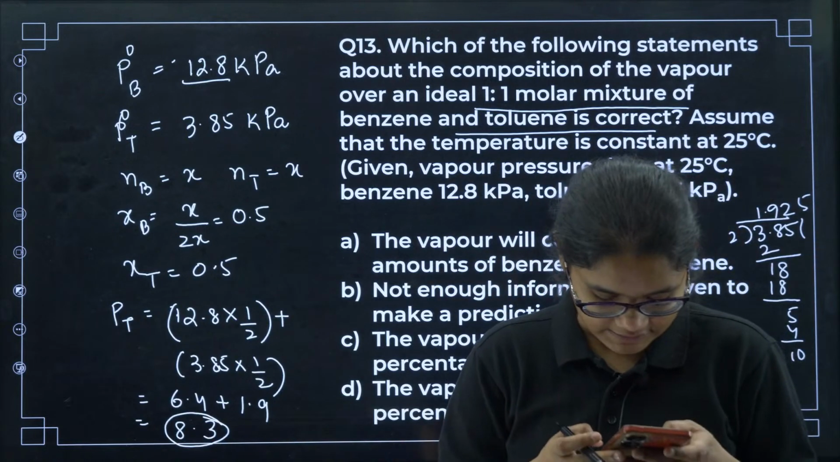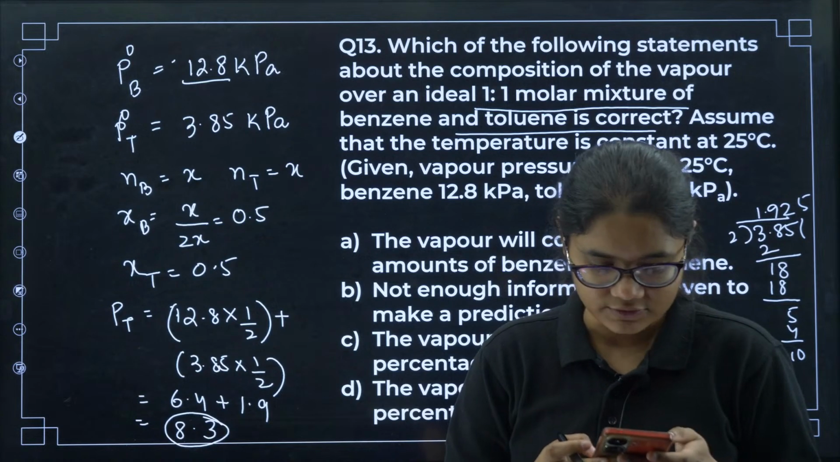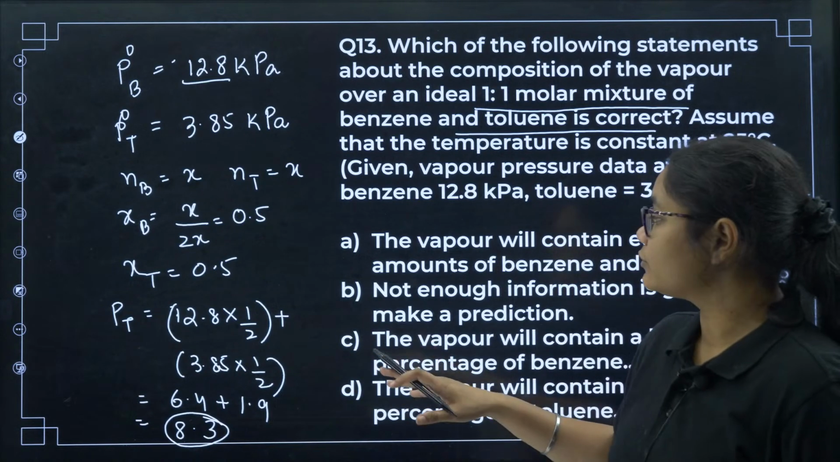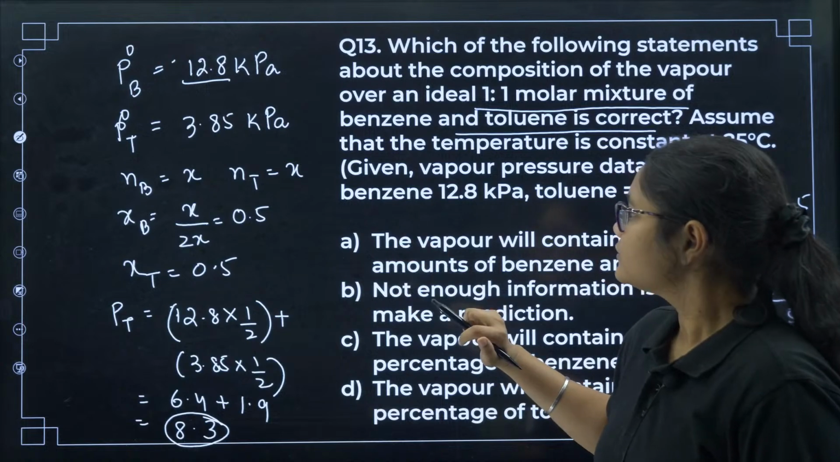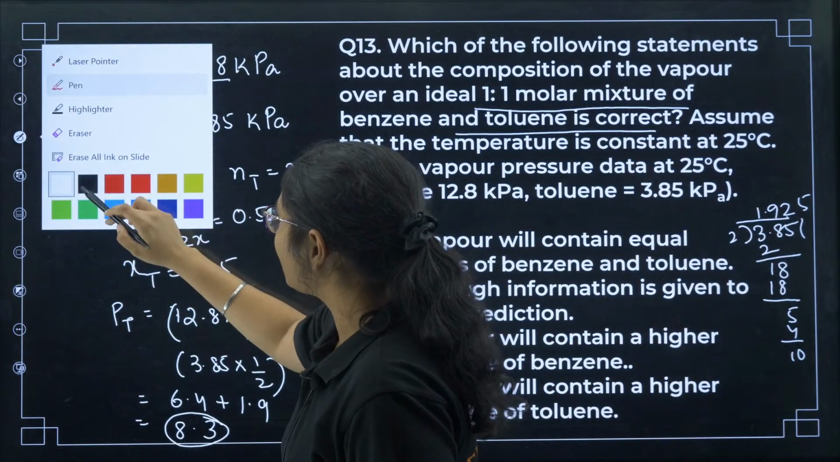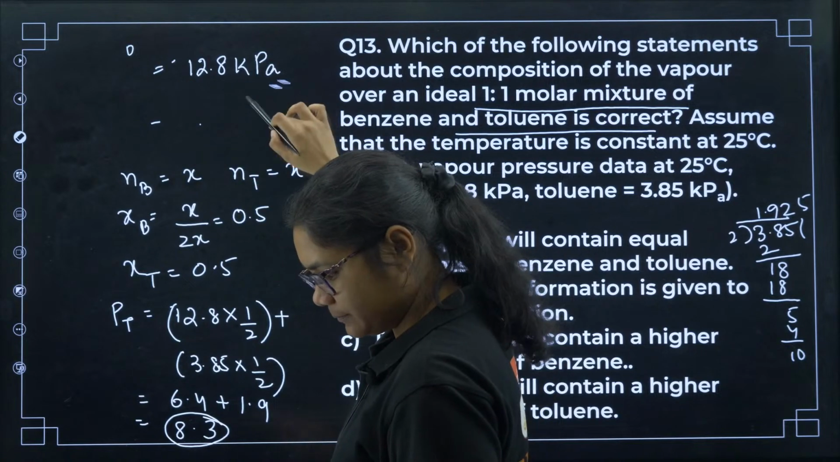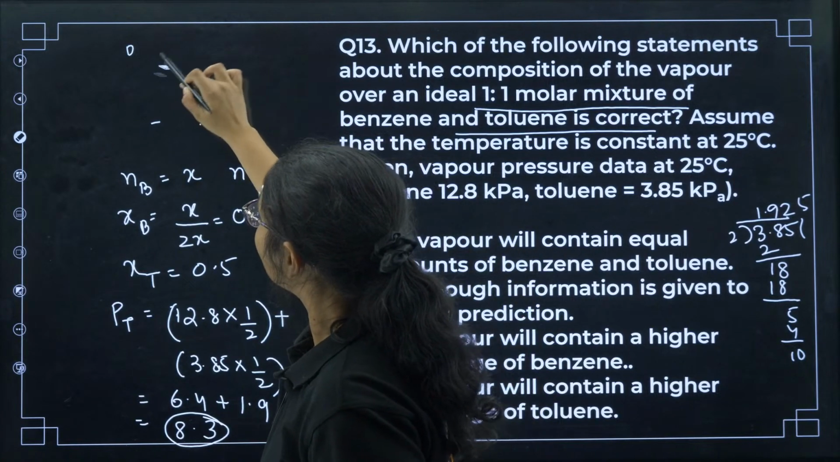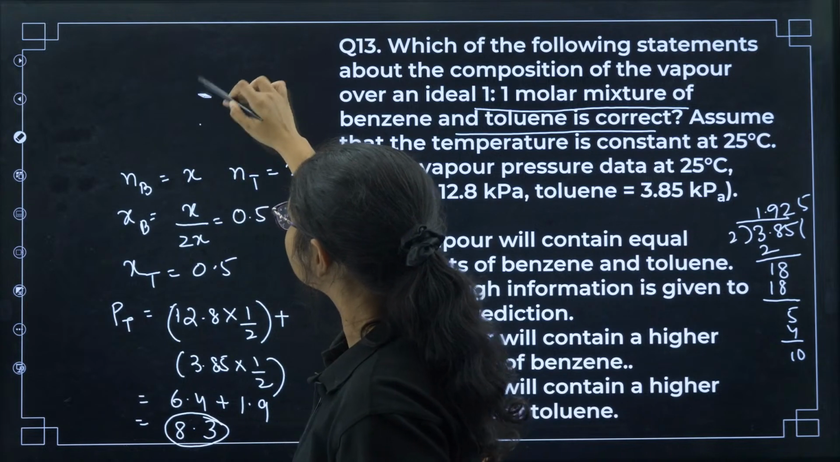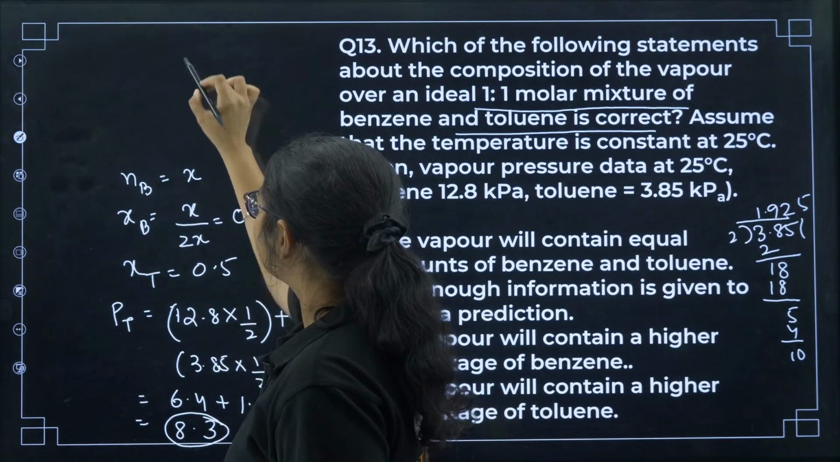But the question doesn't end here. You also have to calculate the vapor pressure. So now if I just erase this upper part, what is the formula of vapor pressure? The vapor pressure formula is, just a minute. Yes. So it is what?